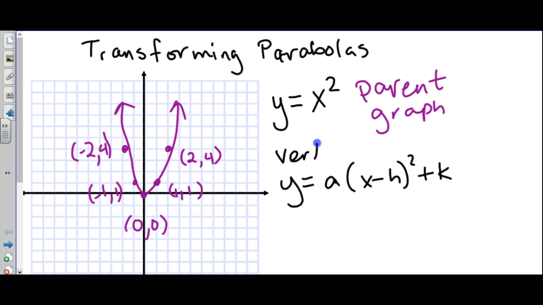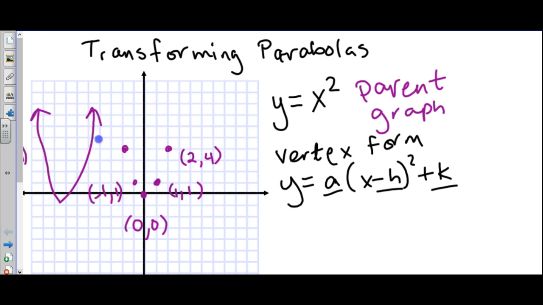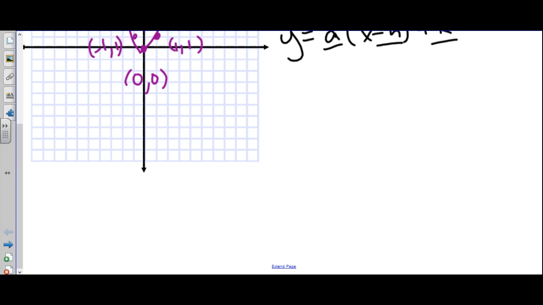So this is our vertex form. When it's in vertex form, each different letter, a, h, and k, will represent something we can do to the parent graph. For example, maybe slide the parent graph around to the right or slide it to the left. Maybe it'll slide it up or down, or it may stretch or shrink the parent graph or flip the graph upside down. So we have a lot of different options that can happen knowing that vertex form. To give myself a little more room, I'm going to rewrite the vertex form here and talk about what each letter does.